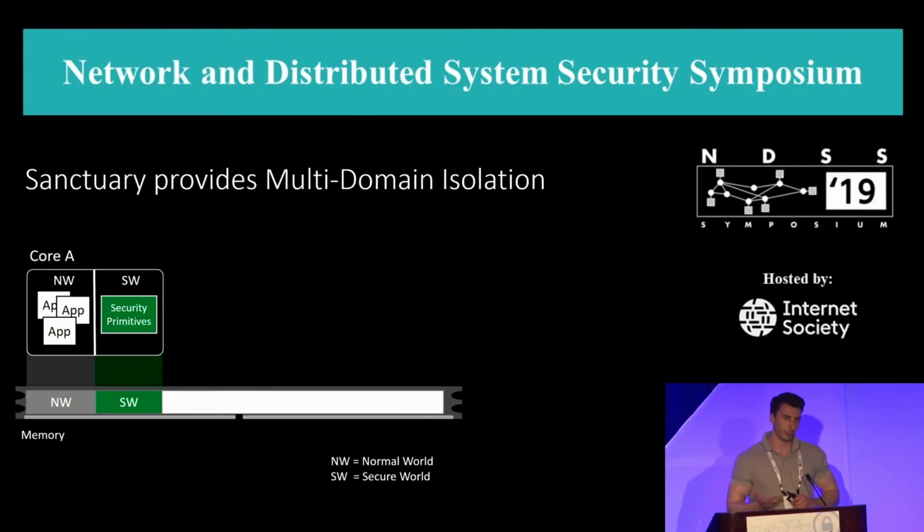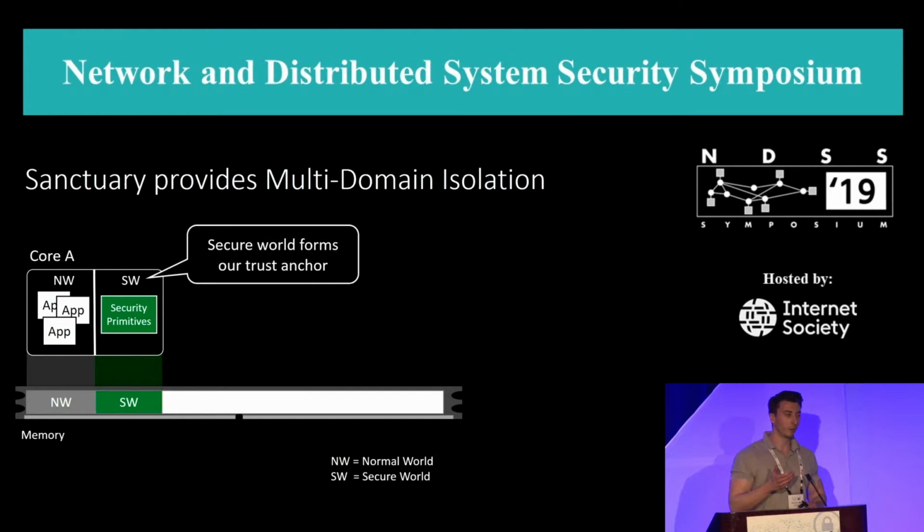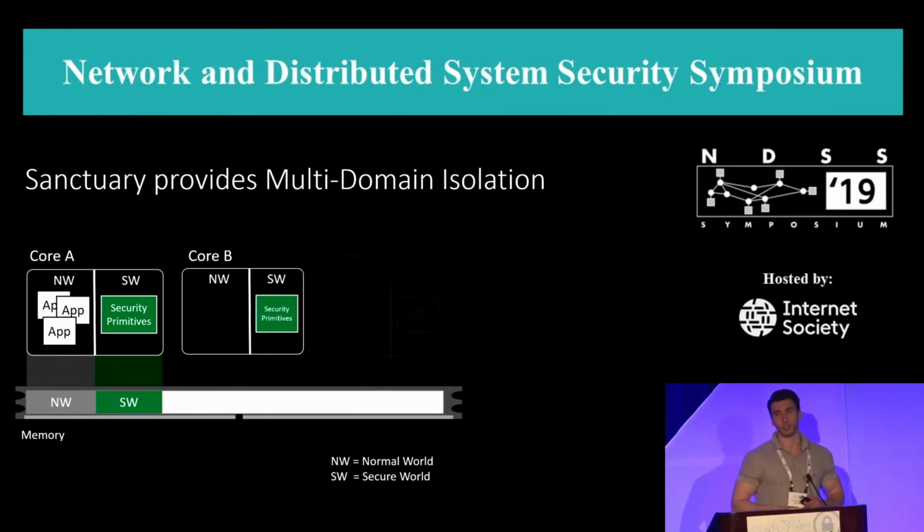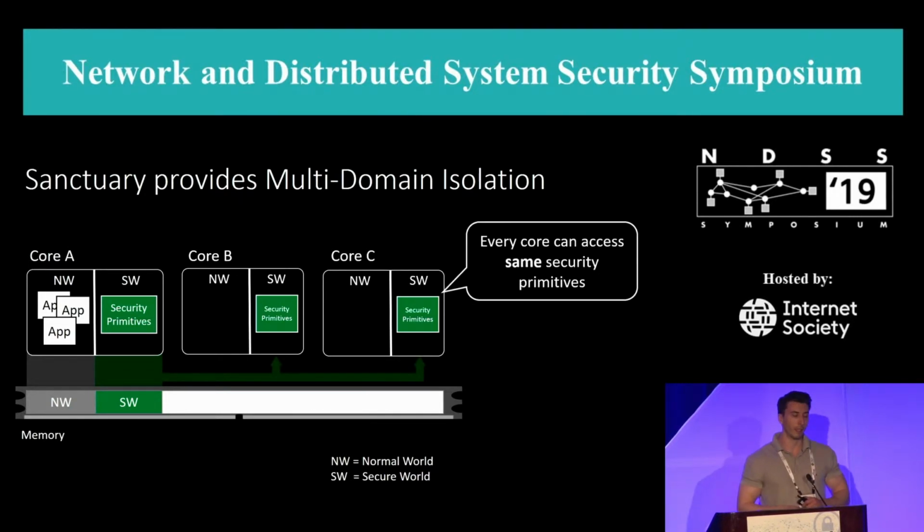Let's assume we have a physical core A, and this core runs in the normal world, as usual, the non-sensitive apps. We use the secure world as our trust anchor, but as said before, we want to remove all the third-party code from the secure world, and what we will keep in there is only the code from the device vendor. Here we will now call that security primitives. Since we are running on a mobile device, we can assume that we have multiple cores. And each of these cores will be able to use the security primitives in the secure world. They are not copied to each core, of course, they are just mapped. So every core can access the same security primitives.